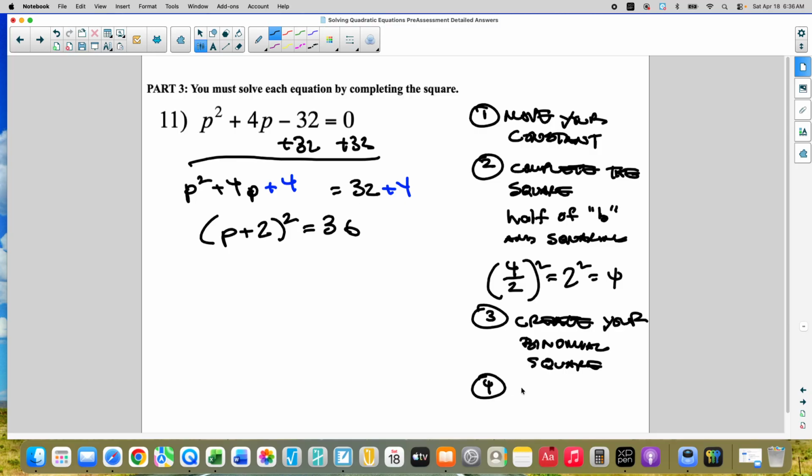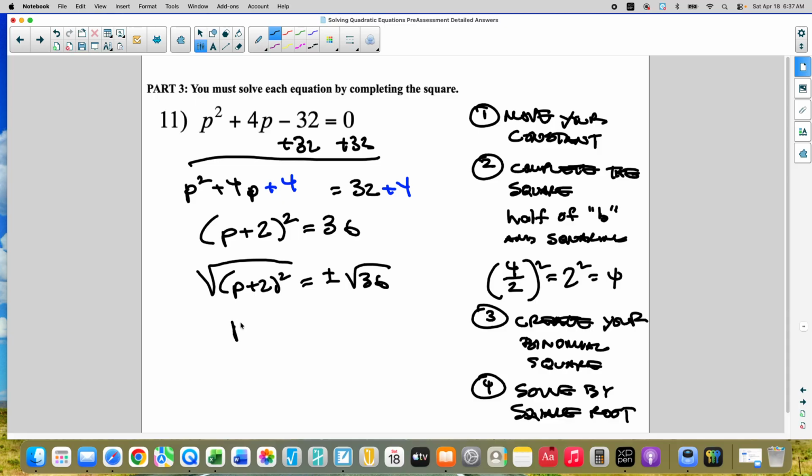Now, step 4 is square root. Solve by taking the square root. So we'll take the square root of both sides. Whenever you take the square root of a variable being squared, you do plus or minus. This is p plus 2 because the square and the square root cancel. Plus or minus 6. Now we're going to isolate the variable by getting rid of the positive 2. And this is negative 2 plus or minus 6.